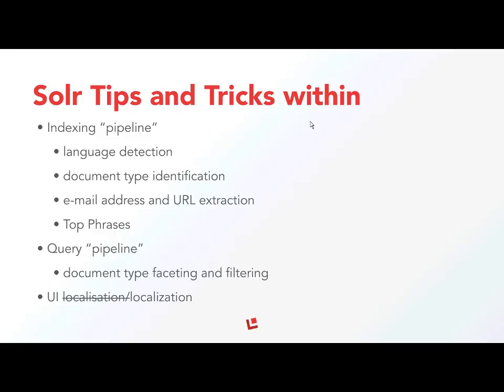I'll show you how we extract email addresses and URLs from the incoming text. And I'll show you the tricks that we're currently using for the top phrases extraction. And on the query pipeline side of things, there's not a lot that goes on other than the tricky parameter substitution and some other query parser tricks that we use on the query side of things. And then on the UI side of things, the localization, that's another one to call out, to show you more specifically how that works.